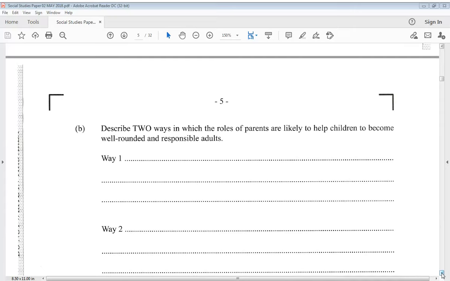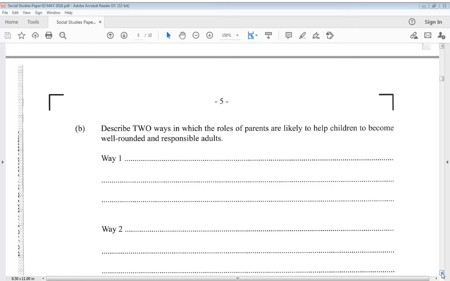Now, the B part of the question says, describe two ways in which the roles of parents are likely to help children to become well-rounded and responsible adults. So, how can parents actually prepare their children to become responsible adults in the society?